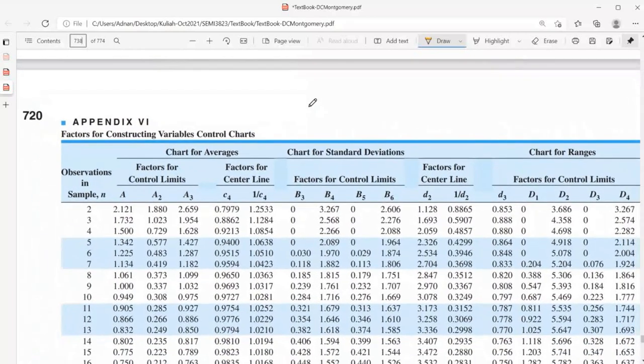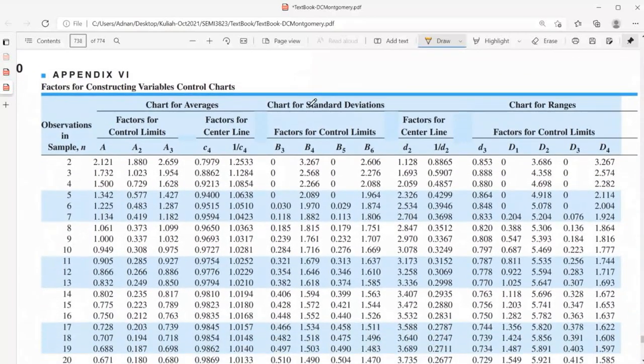This table is very important for control charts, so we have all the factors in this table. You see here, factors for constructing control charts for variables. We have the control chart for averages, which is the X bar chart. This is the control chart for standard deviation, which is the S chart, with this central line, and this is the control chart for range, the R chart. This is the factor for the central line.